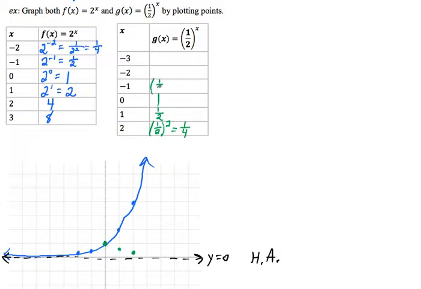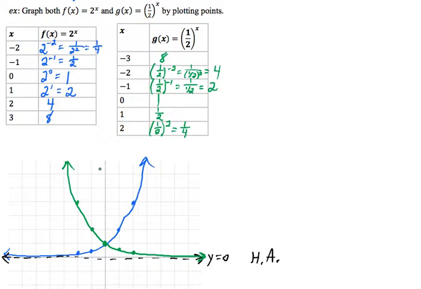A half to the -1 means 1 over a half to the positive 1, and 1 over 1/2 is 2. So it goes through -1, 2. Or a half to the -2 means 1 over 1/2 all squared, which is 1 over a fourth, which is 4. And you get the pattern. So this one's going to simplify out to be 8, which again is off my graph here. Now this is called a decreasing exponential function. It's the mirror image of 2 to the x across the y-axis.